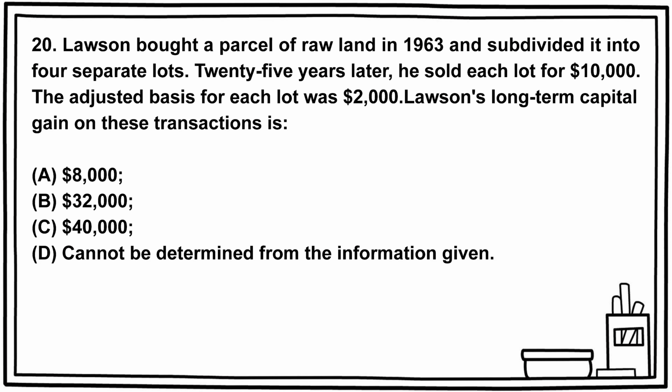20. Lawson bought a parcel of raw land in 1963 and subdivided it into 4 separate lots. 25 years later, he sold each lot for $10,000. The adjusted basis for each lot was $2,000. Lawson's long-term capital gain on these transactions is: A. $8,000. B. $32,000. C. $40,000. D. Cannot be determined from the information given.